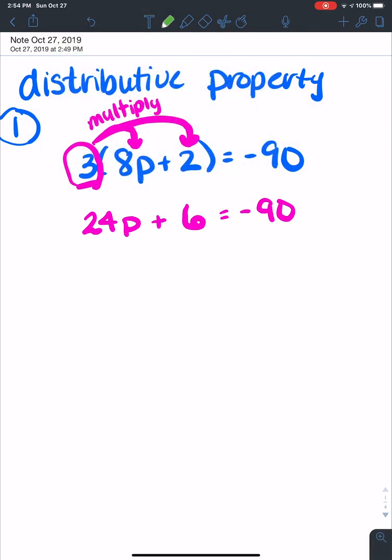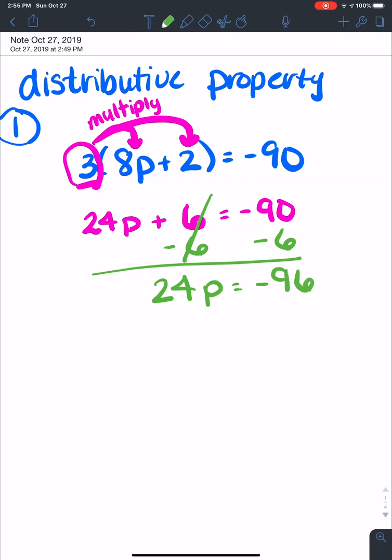So the side that I'm kind of focused on is this one right here, because that's where the only variable is. So if I look at that side, anything that's added or subtracted that's not part of the variable, I'm going to have to move first. Which, if I have this plus 6, I'm going to subtract 6 from both sides. This cancels. 24p and negative 96.